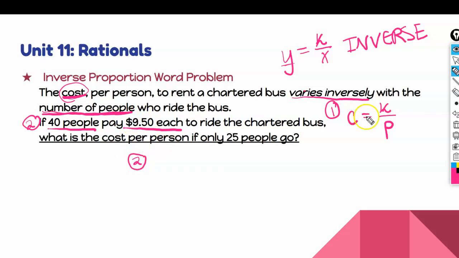All right? So said my cost was $9.50. Okay, I don't know what k is because I'm trying to figure it out. P is the number of people. How am I going to get k alone here? How am I going to figure it out? Well, I'm dividing by 40. So I have to do the opposite of dividing by 40 to get rid of the 40 over here and get it to the other side. Opposite of dividing is multiplying.